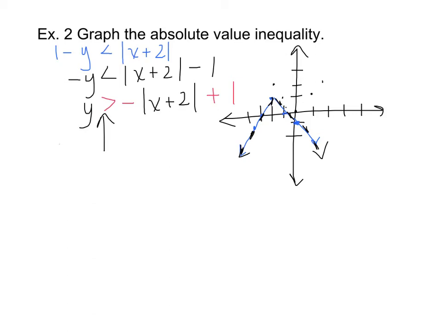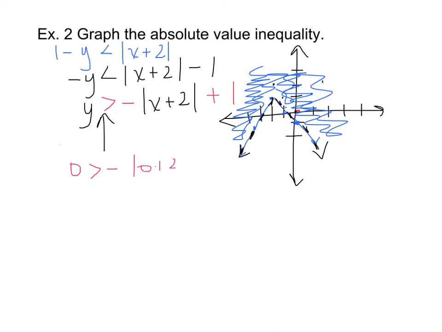Now it says greater, so that means we have to shade everything greater than this line. You can always test the point again, and we can use 0, 0. So I'm going to plug in 0 for y and 0 for x. So I got the absolute value of 2 is 2. Then I got the negative in front. So I got 0 is greater than -1. And that is true, so we shaded in the right area.